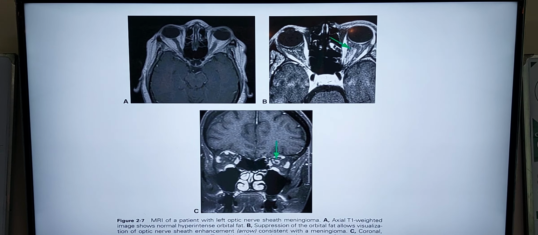This is another MRI of a patient with left optic nerve sheath meningioma. First image is axial T1 weighted image without contrast. The second image shows fat suppression, in which you can see that optic nerve and extraocular muscles are being enhanced. And C is coronal post gadolinium fat suppressed T1 weighted image, which shows enhancement of the optic nerve, specifically the optic nerve sheath.